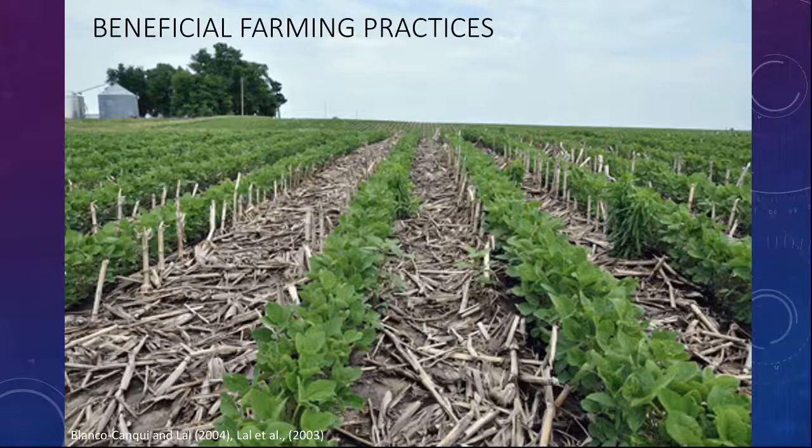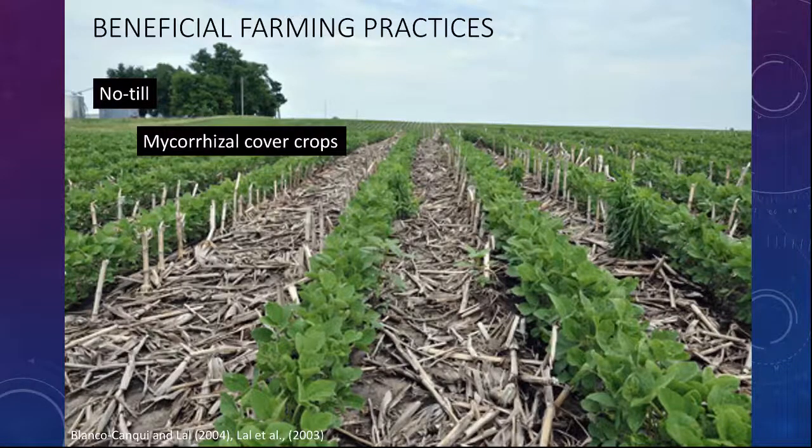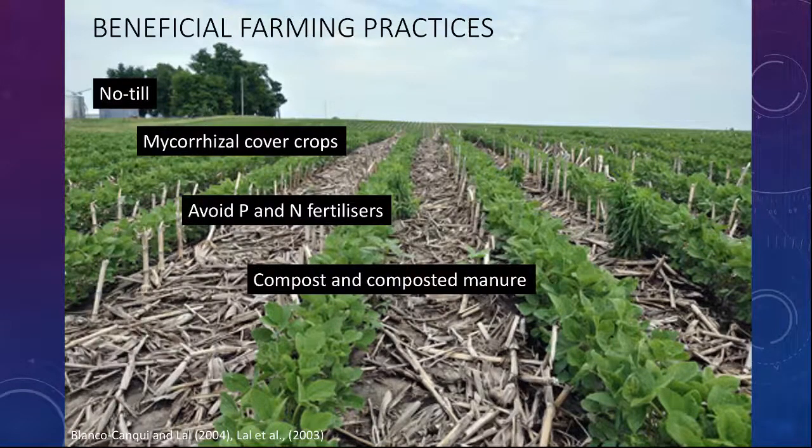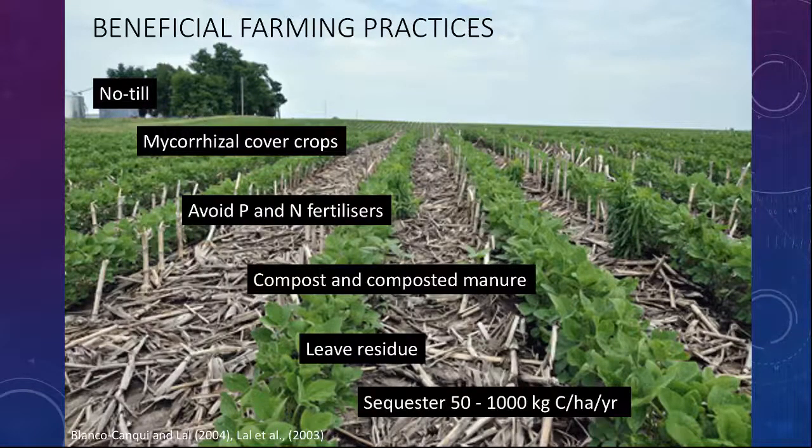So one of the ways to do that is to practice no-tilling, so no disturbance of the soil, so you leave the fungi in there. Use mycorrhizal cover crops, so use crops that are symbiotic with these fungi, and never leave the soil bare, of course. Keep covering it up with plants that will keep feeding the fungi. Don't use any fertilizers, they will kill your fungi. You can compost manure and compost, and basically add that as an amendment to the soil for a while before everything starts kicking in and dropping its own manure. And leave the residue. Basically just plant straight into the residue. And this will sequester up to 1,000 kilograms of carbon per hectare per year.